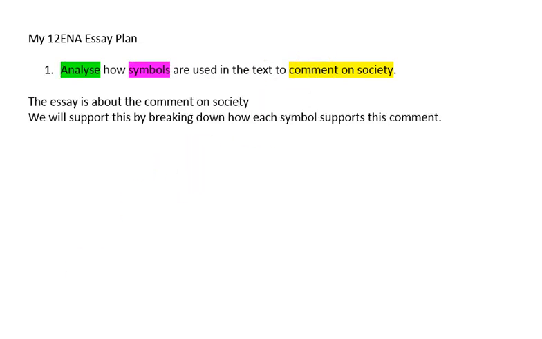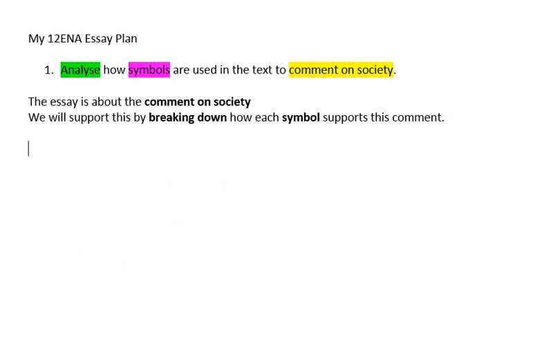So before we start planning and writing, we have to realize that this essay really is a paper on a particular comment on society. And that we're going to prove this comment on society by breaking down, which is again analyzing, how each symbol supports this comment. So logically, we actually have to start by looking at what we think the comment on society is.